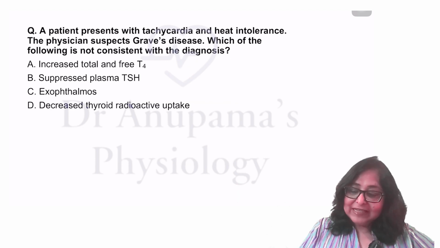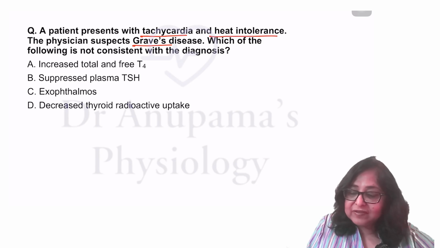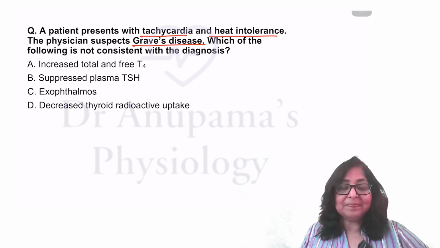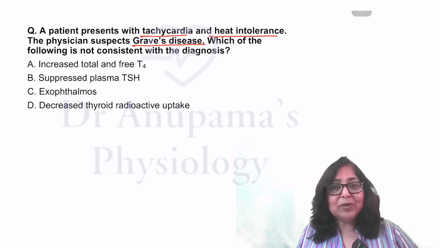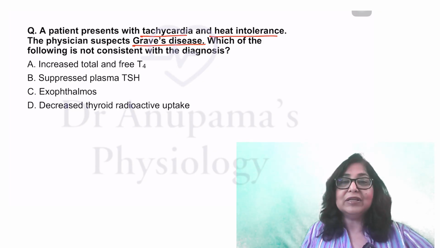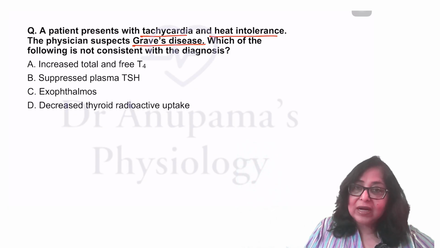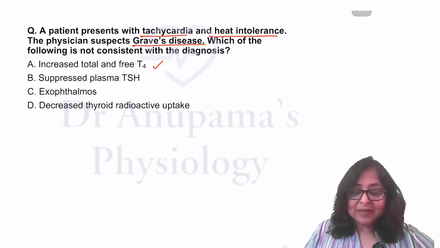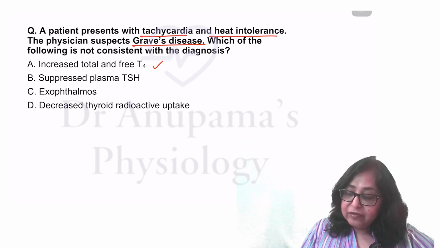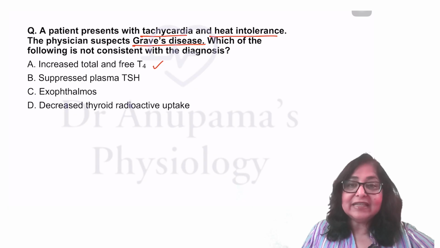A patient presents with tachycardia and heat intolerance, and the physician suspects Graves' disease. Which of the following is not consistent with the diagnosis? So Graves' disease: thyroid stimulating immunoglobulins mimic the action of TSH, and there is going to be hypersecretion of T4 and T3. So increased total and free T4, yes. Is there going to be a suppressed plasma TSH? Which is true, because an increase in T4, T3 has a negative feedback effect on the secretion of TSH.